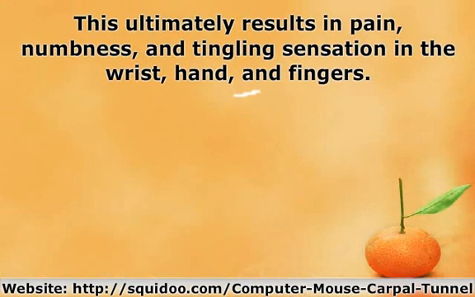When the protective lining of the tendons within the carpal tunnel becomes inflamed and swells, or when the ligament that forms the roof becomes thicker and broader, it leads to carpal tunnel syndrome. The result is compression on the median nerve fibers due to the swollen tendons and thickened ligaments. There will be a slowdown in the transmission of nerve signals through the carpal tunnel. This ultimately results in pain, numbness, and tingling sensation in the wrist, hand, and fingers.